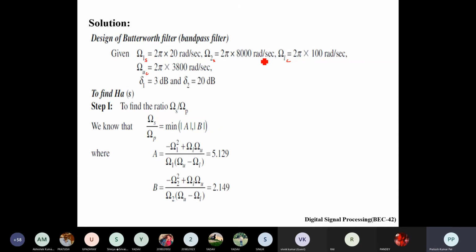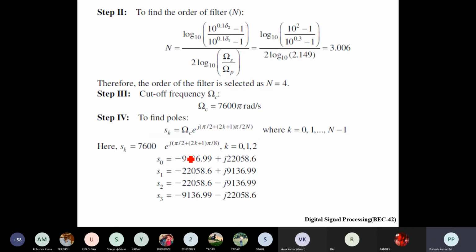So we have converted it into radian per second, and delta 1 and delta 2 values are given. Delta 1, that is the pass band attenuation, delta P in dB, is 3 dB. Delta 2 is 20 dB, that is the delta stop band. So first of all we need to find the value of n.